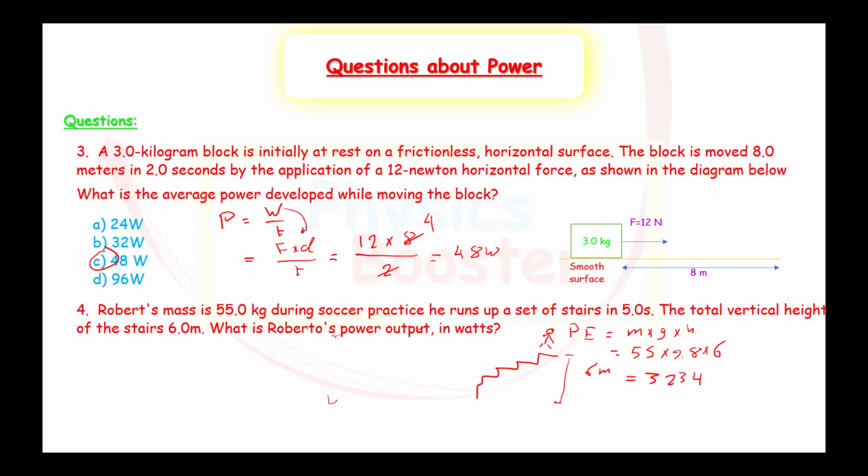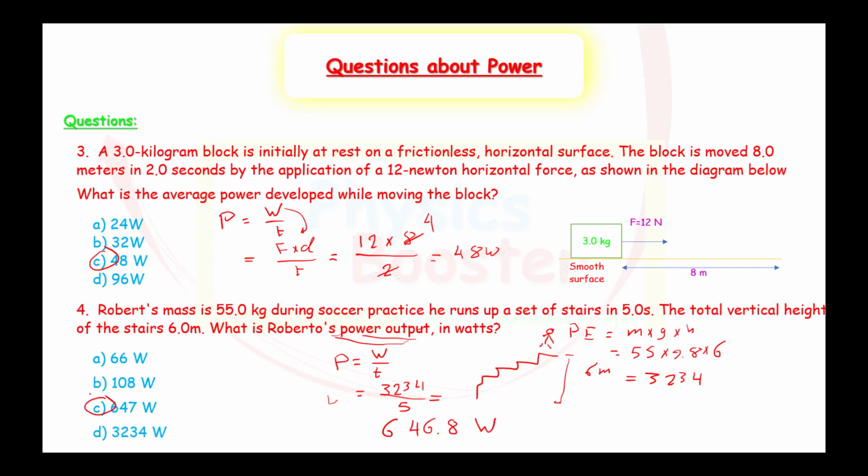But it's not asking about how much energy he is using. It's asking what is his power output. We know that power is work or energy divided by time. So the answer is 3,234 divided by 5. And let's see our choices. The answer in our case is 646, and the closest answer is 647 watts.